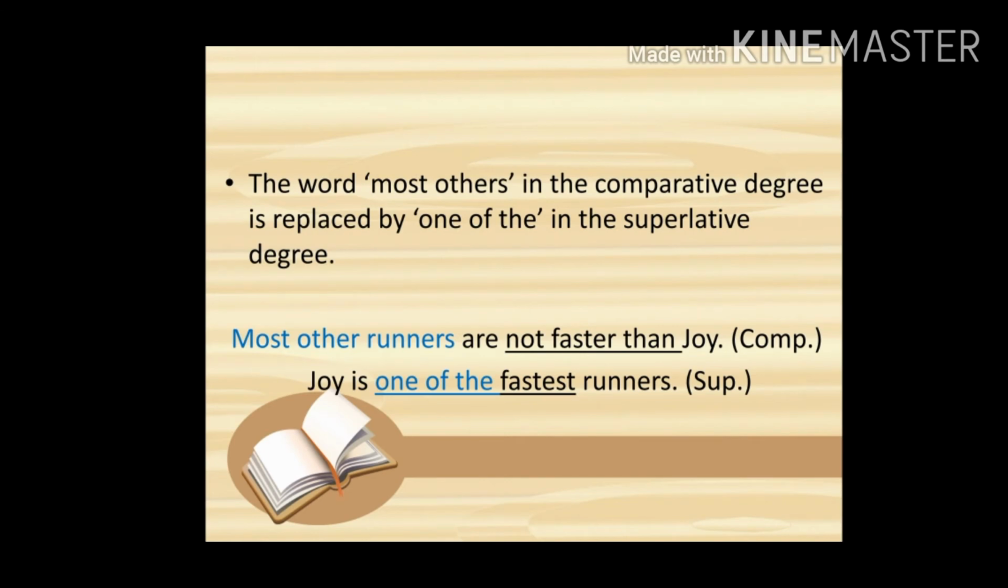The words most others in the comparative degree are replaced by one of the in the superlative degree. Look at this example. Most other runners are not faster than Joy. Joy is one of the fastest runners.